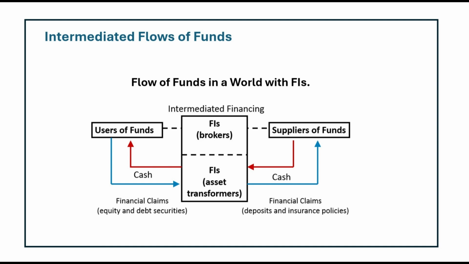These intermediaries play different roles. FIs collect deposits or premiums. Brokers connect buyers and sellers. Asset transformers turn those deposits into loans or investments. The users of funds are businesses, governments, or even households that need financing. In return, profits or interest flow back to the savers through the financial institutions. Overall, FIs reduce risk, improve efficiency, and help match savers with borrowers, making the financial system work more smoothly.